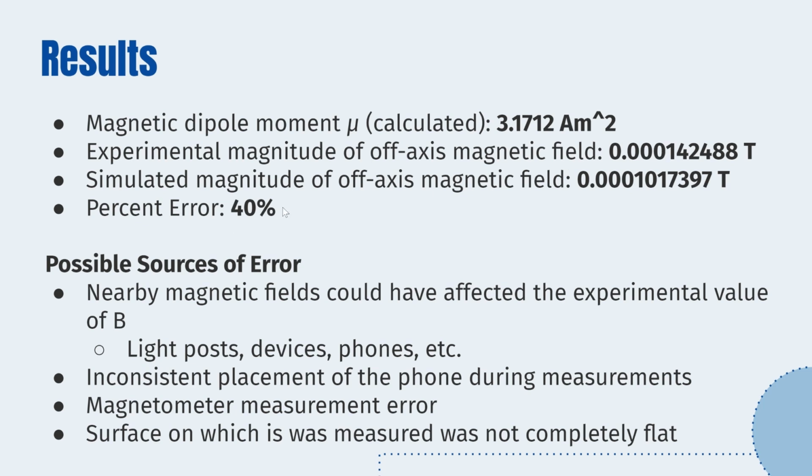They varied by about 40% error, and we think some sources of error were nearby magnetic fields, like from our light post, from some other smartphones or other devices. And we were also near the library, which had a lot of wires that could have generated a magnetic field. Also, the inconsistent placement of the phone during measurements, so we could have moved it around slightly and not accounted for that. Also errors when reading the measurement on the magnetometer, and the surface on which we measured was not completely flat, which would have changed the z component to not be 0, which could have affected our experimental value of b.